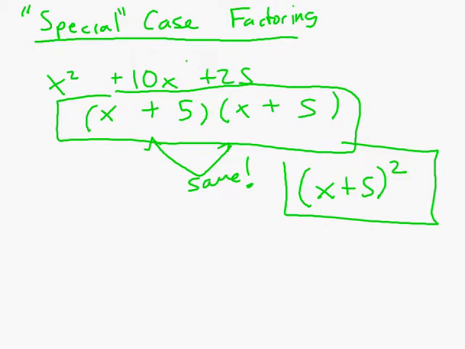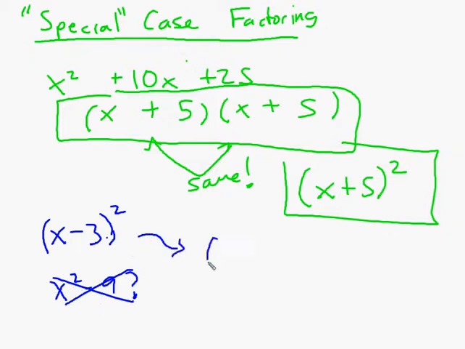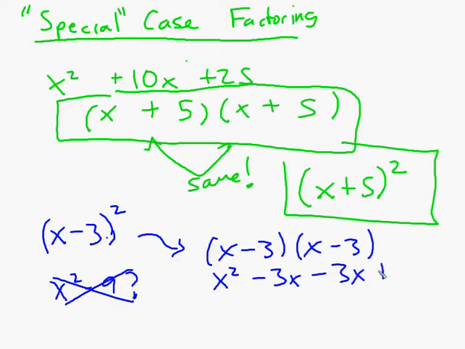Which just brings me to a reminder. If I have x minus 3 squared like that, is that x squared minus 9? No. What does this mean? It means x minus 3 times x minus 3. Let's multiply that out. What do we get? x squared, then negative 3x, and then negative 3x again, and then plus 9. And I get x squared minus 6x plus 9.